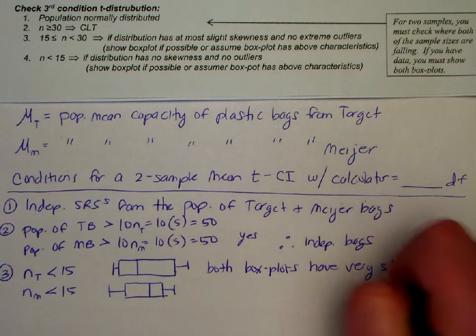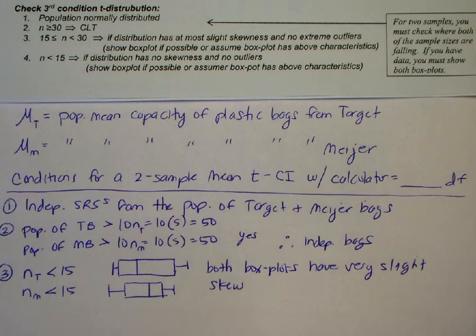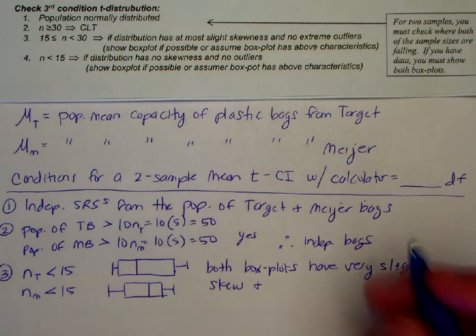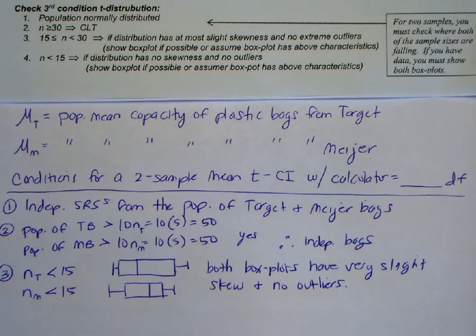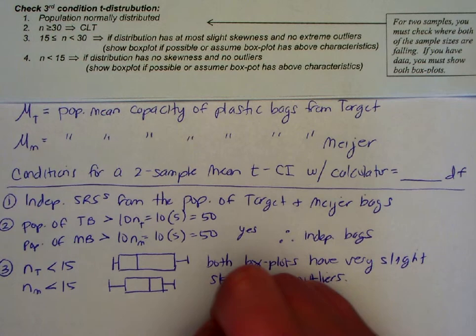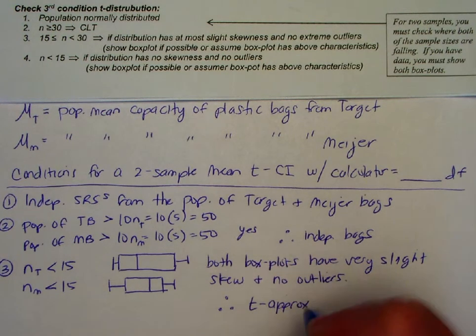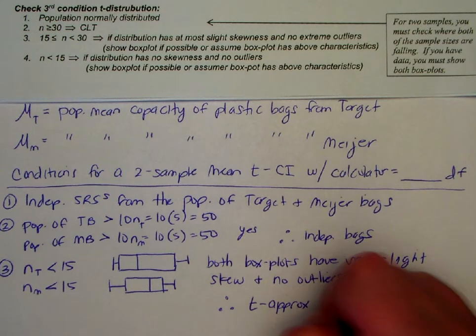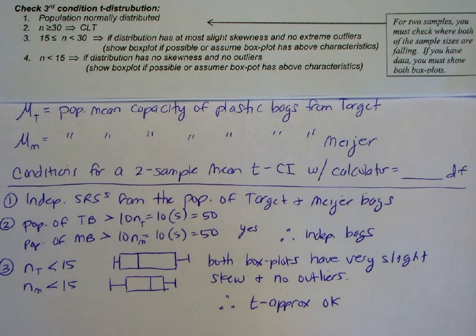Both box plots have very slight skew and no outliers. We're going to proceed with the T procedures. So down here I'm going to say, therefore, a T approximation is okay. Okay? So everything you're just doing twice.